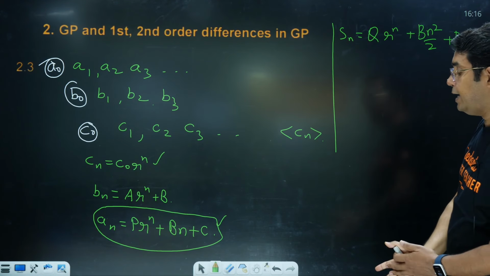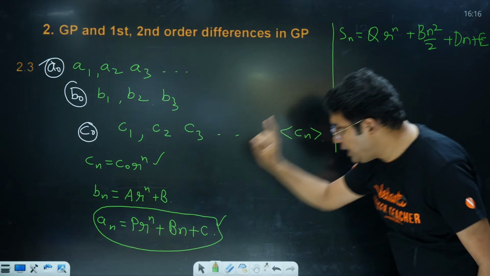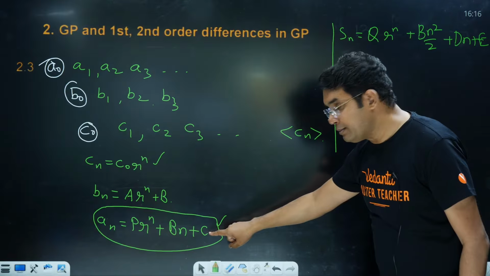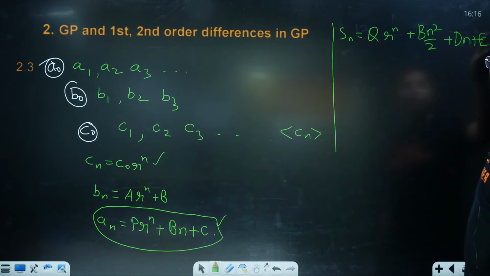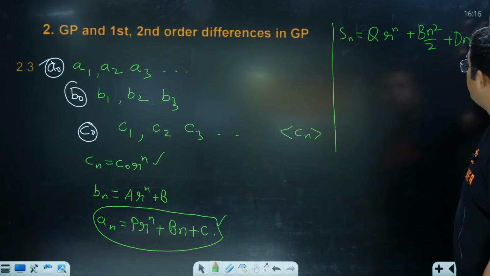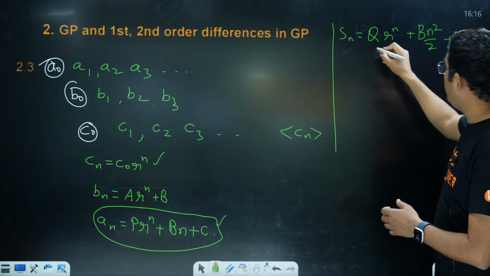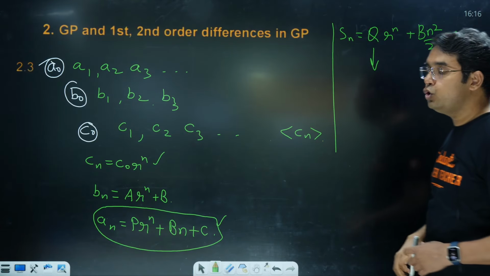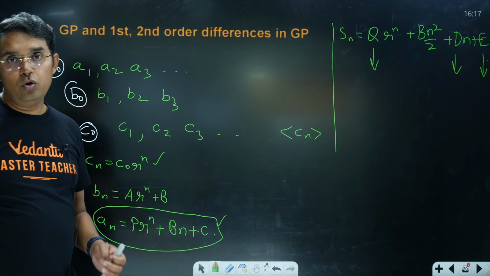So let me repeat what I said. When you are going from An to Sn, P will change, B will not change, and the constant term C will not be the coefficient of n, it will change. The constant term will be some value so that S0 is equal to 0. So here you have to find three things: Q, D and E. I hope that is clear to all of you.